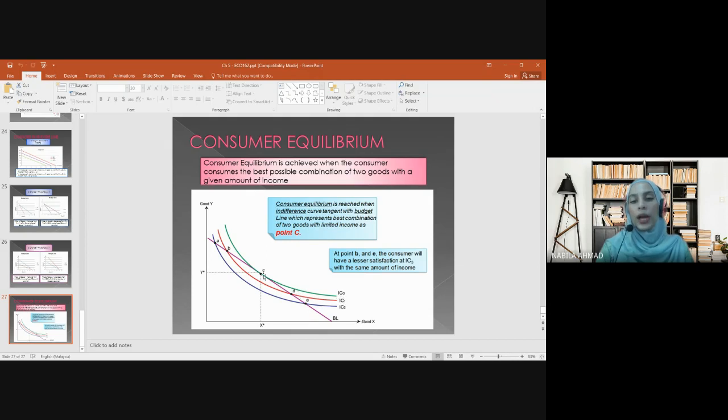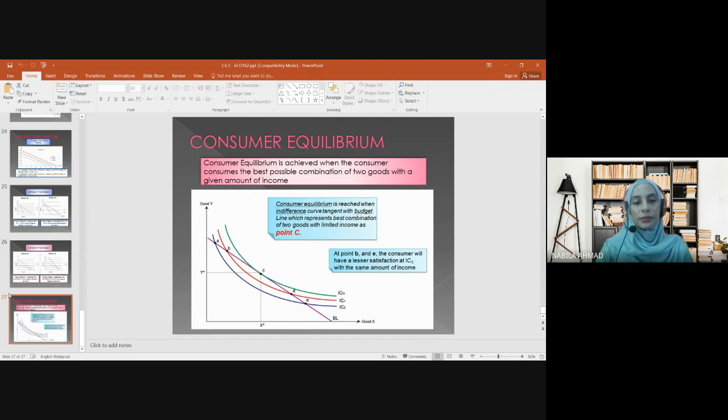So the equilibrium happens when indifference curve dia tangent dengan budget line and at the maximum indifference curve, maximum satisfaction. So C adalah equilibrium. So Y star and X star is the optimum combination of goods that will be consumed by the consumer that will give maximum satisfaction given the income. Right? So consumer equilibrium is reached when the indifference curve tangent with the budget line, which represent best combination of the goods with limited income as point C. At point B and E, A and also D, the consumer will have lesser satisfaction. Less satisfaction with the same amount of income.